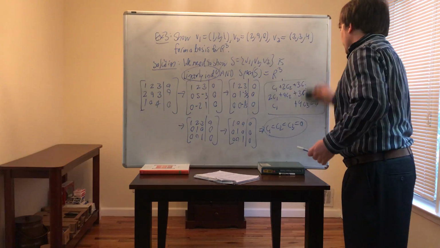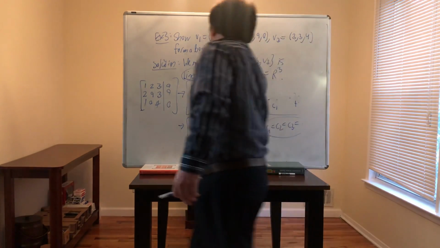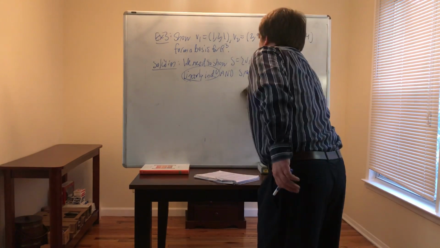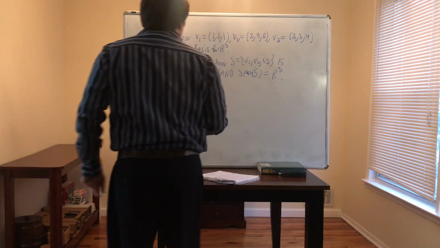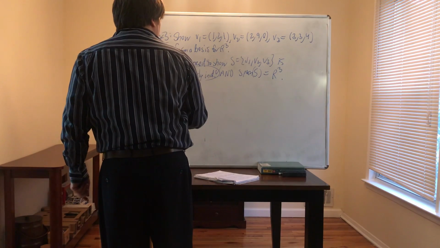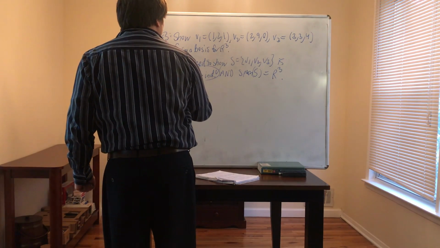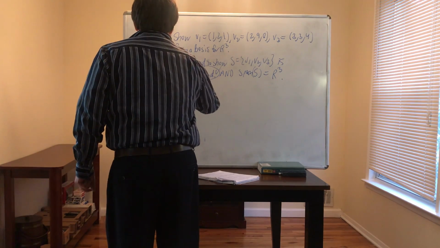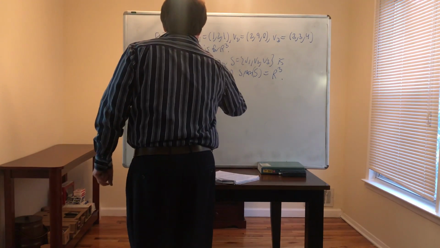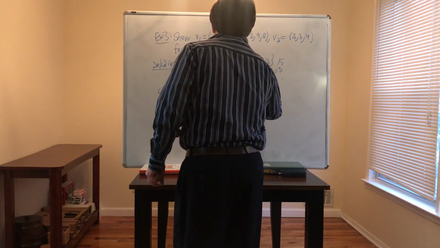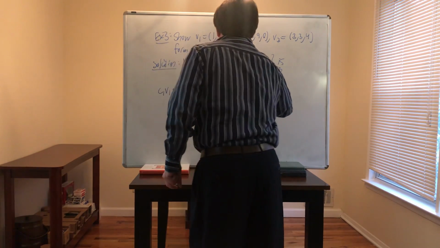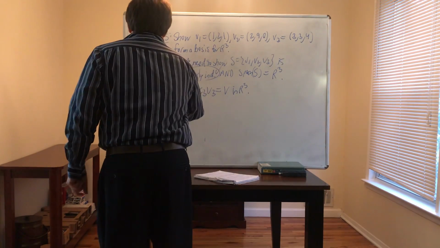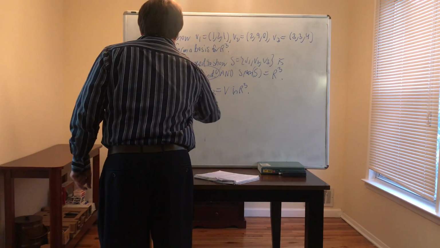And in the next part we're going to show that it spans R3. I can do this a little faster than the other way. So what we need to show is that C1 V1 plus C2 V2 plus C3 V3 is equal to V for any V in R3, right? Well, multiplying this out again, you get 1, 2, 1.